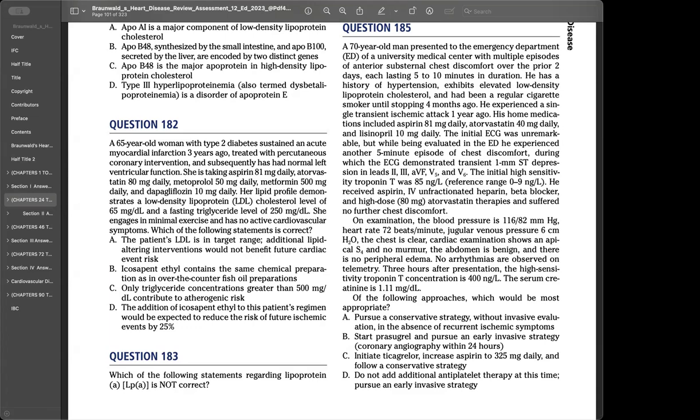Okay, good evening, everybody. Please, I want to ask a question. I just noticed there's a very sharp rise in the high sensitivity troponin T concentration from 85 nanograms to 400 nanograms per liter. Does it have any bearing on the urgency of the intervention? Please, thank you. Just a question.